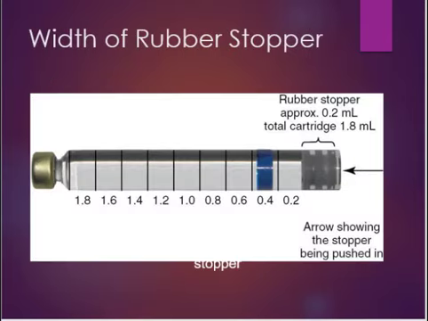Okay, so again, this is what I was mentioning before. This is the rubber stopper being pushed in. The rubber stopper is approximately 0.2 milliliters, and so the total cartridge, instead of being 2 milliliters, is going to be 1.8 milliliters.